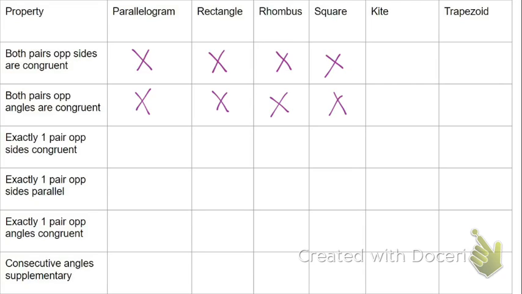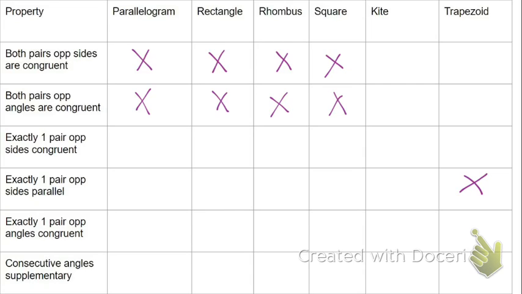All right, we move on. Exactly one pair of opposite sides parallel. Well, again, that's not going to work for a parallelogram because we need both pairs for a parallelogram and every type of parallelogram. That's not true for a kite because on a kite we don't have any parallel sides. So that only works for a trapezoid. Only one pair of opposite parallel sides.